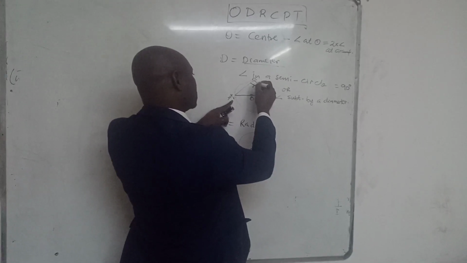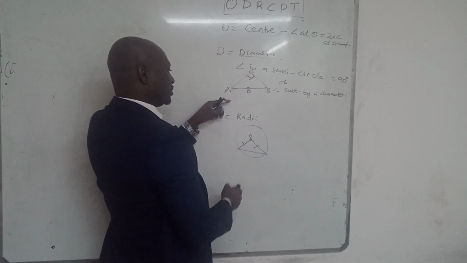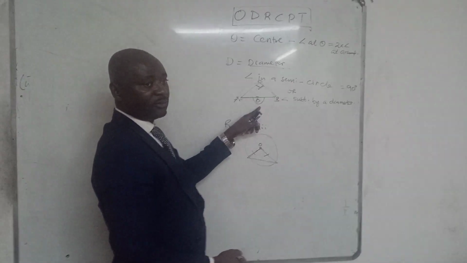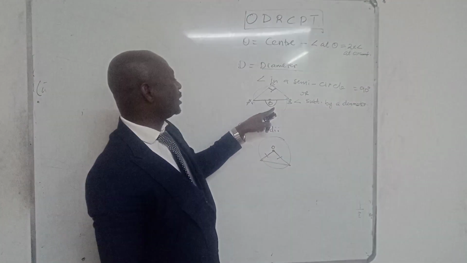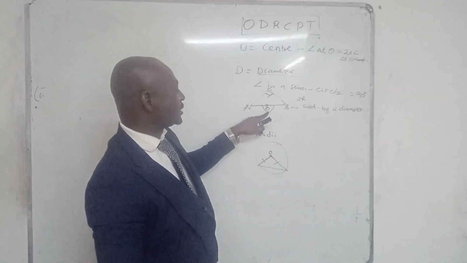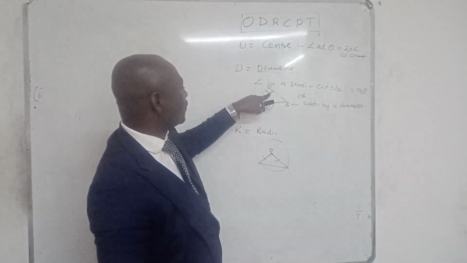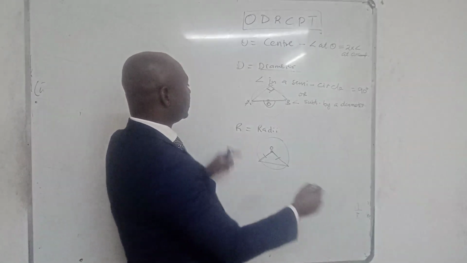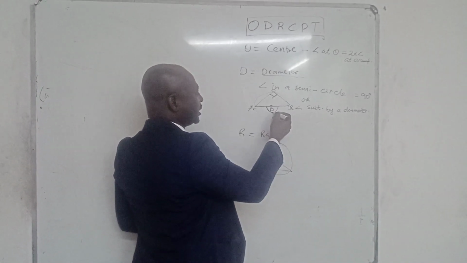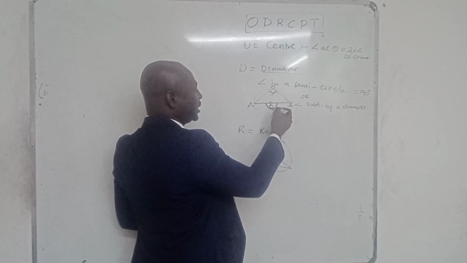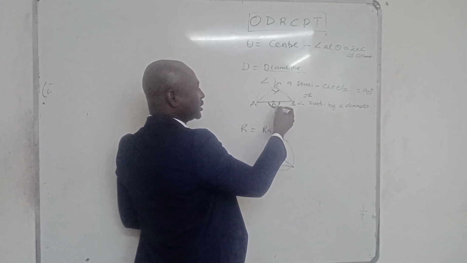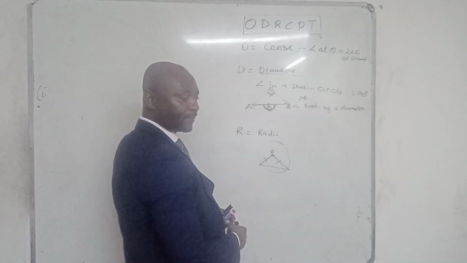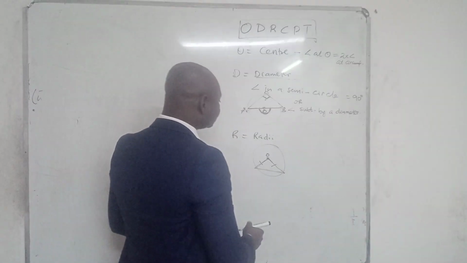And that angle is always 90 degrees, because you can see that the angle at the center here is half of a circle and is 180. The angle at the center is 180, and therefore you can say the angle at the circumference is 90. So here we say angle subtended by a diameter, or angle in a semicircle. A semicircle is half of a circle, and that is 180 degrees.